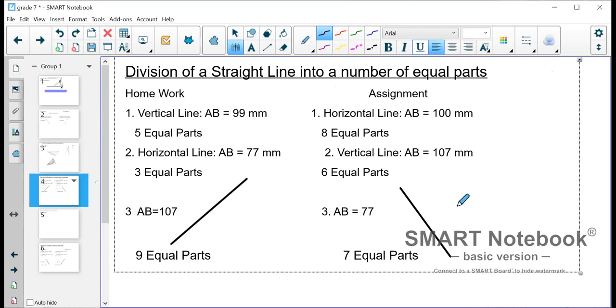Now, for those persons who didn't get this part, this is your homework and assignment. The homework section gives you 3 of them. A vertical line, 99 mm, divided into 5 equal parts. A horizontal line, 77 mm, 3 equal parts. And then you have an oblique line. You just draw it in the same direction, 107 mm, and you divide it into 9 equal parts. When you finish this, when you practice on this in your exercise book, then you do the assignment on drawing pages.